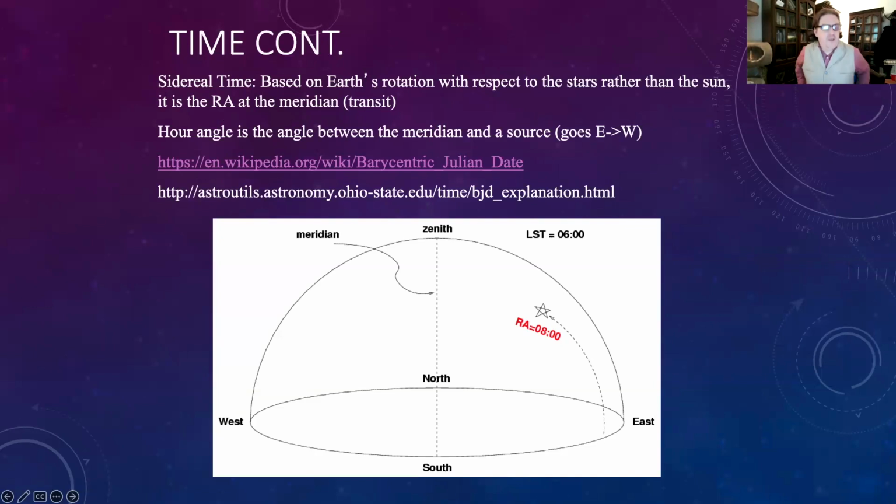Sidereal time. Again, local sidereal time is defined as the meridian.